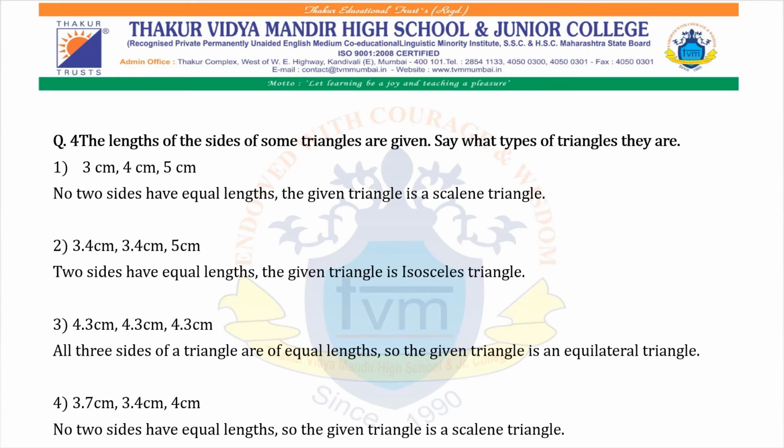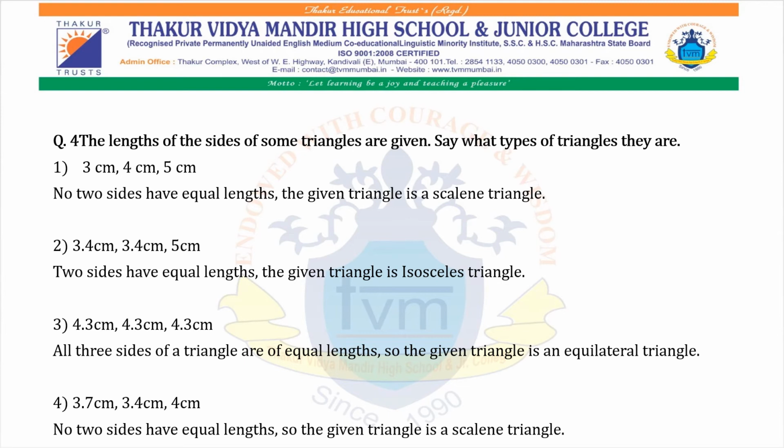Question 4. The lengths of the sides of some triangles are given. Say what types of triangles they are. First is 3 cm, 4 cm and 5 cm. Now here you can see no sides have equal length. So the given triangle is a scalene triangle.